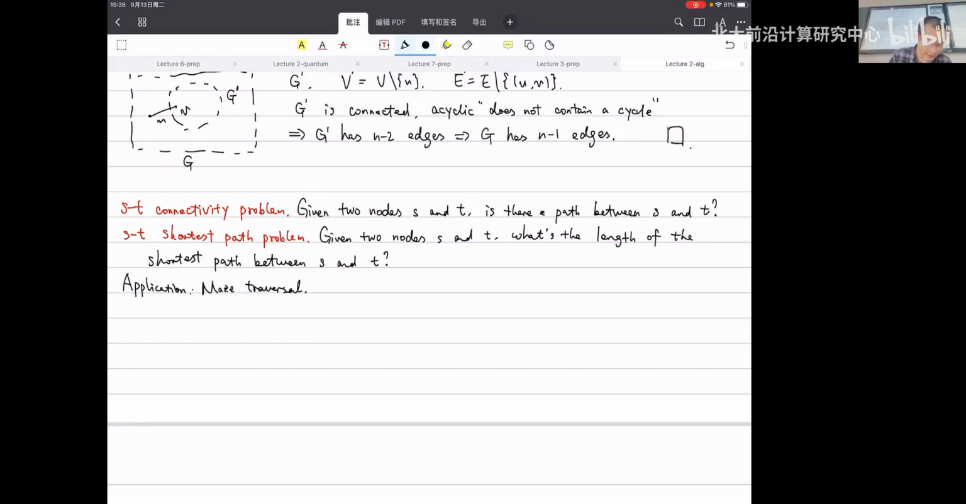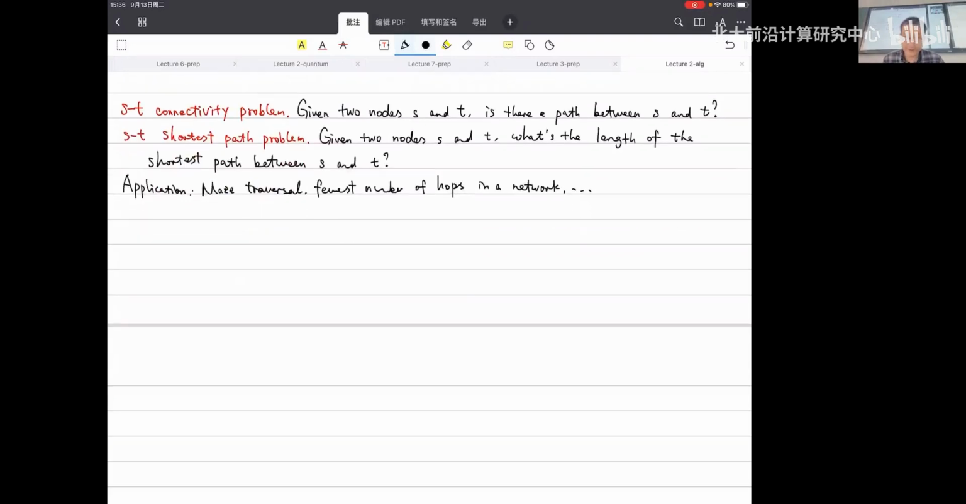And maybe also, for instance, in network science, maybe you want to find the fewest number of hops in a network, etc. So such a shortest path problem is in general of a lot of interest and has a lot of applications in many practical situations.